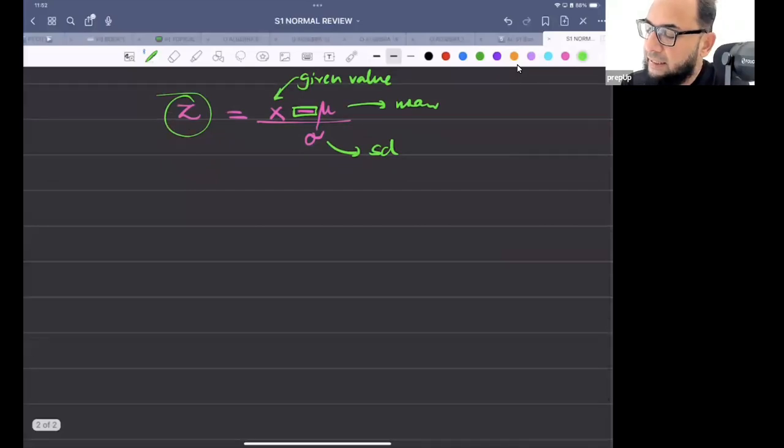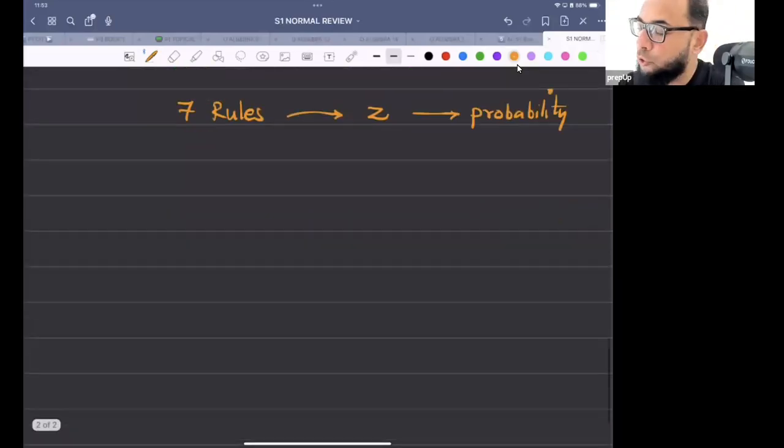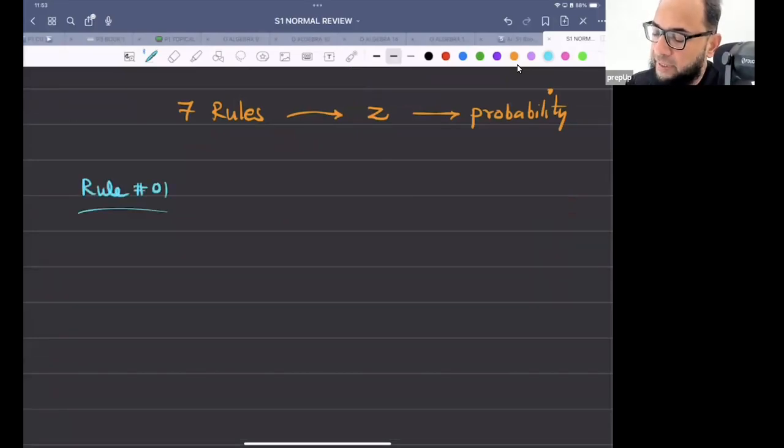And then there are 7 rules. And these 7 rules are used to use the Z value to find probability. So let me recap those 7 rules for you. Rule number 1, that is probability Z is less than A. That's also written as phi of A. This is reading the value directly from the table.